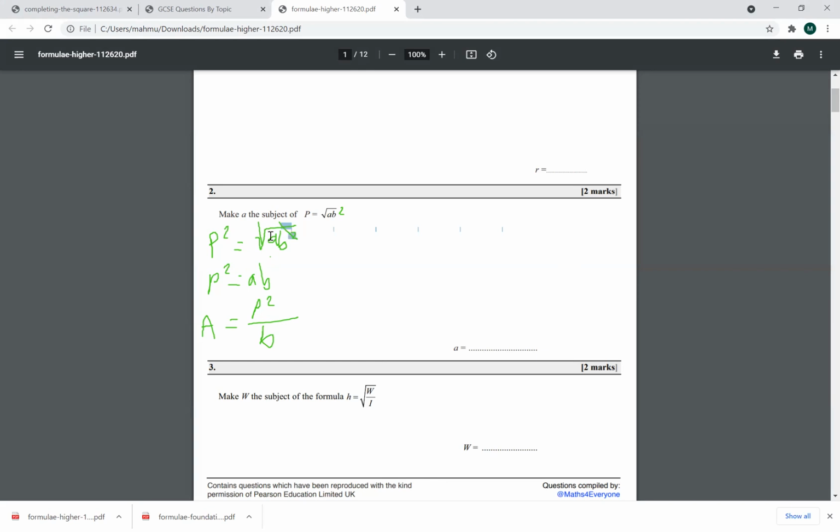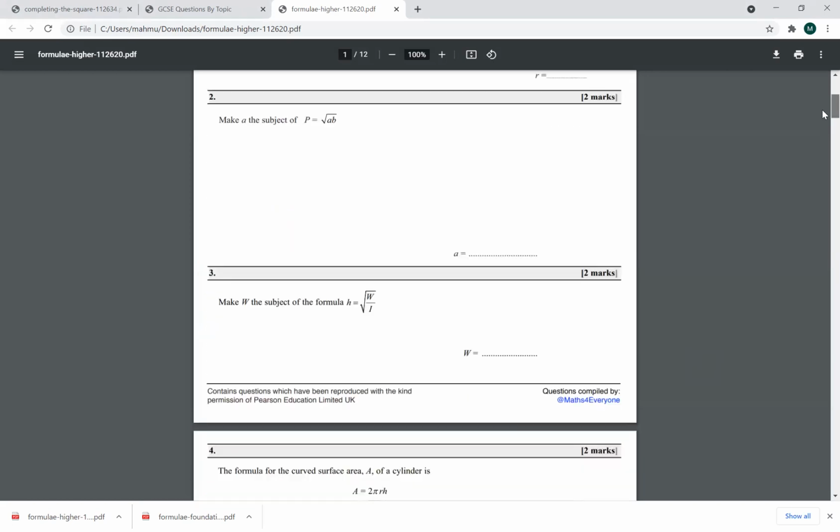If it's a square root, you put a square on both sides and they cancel each other out. So this piece is p squared. P squared stays where it is. Divide the a from the b, so you take the b to the other side. So p squared over b equals a. That's it. Very good. Now do the next one.